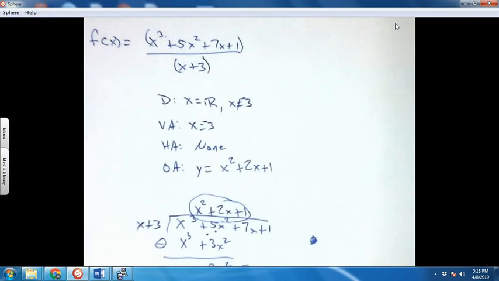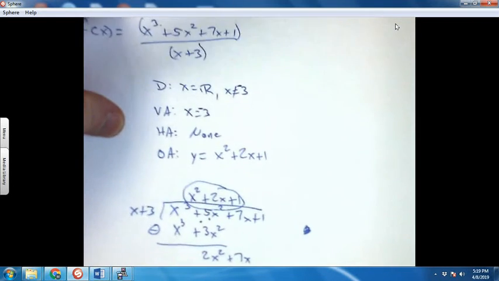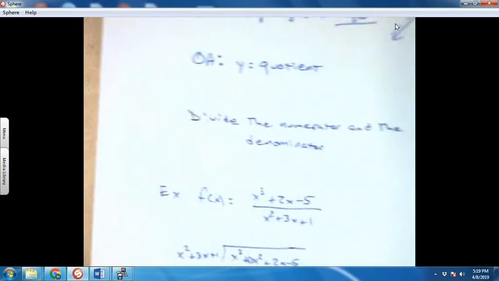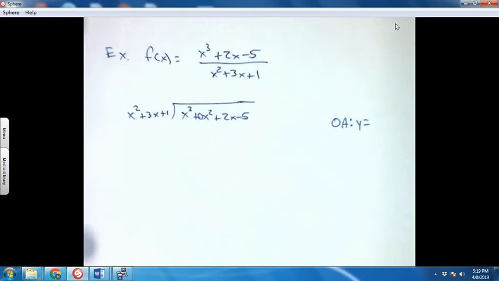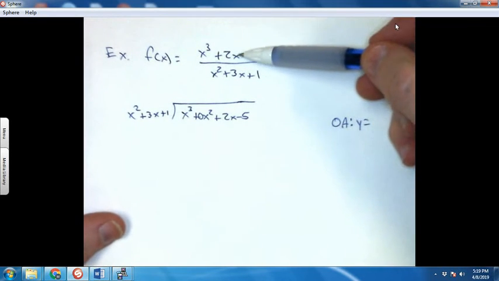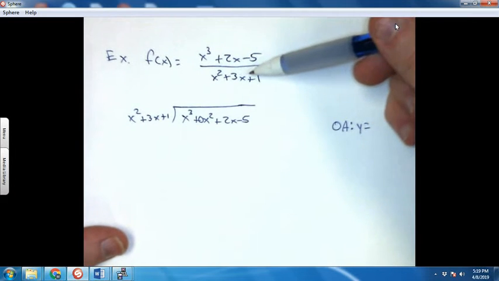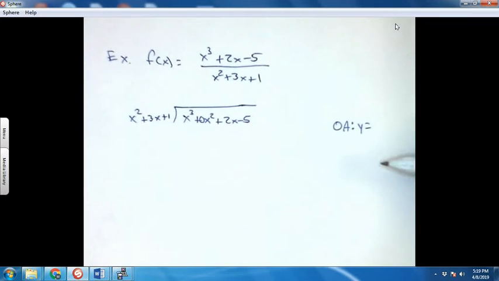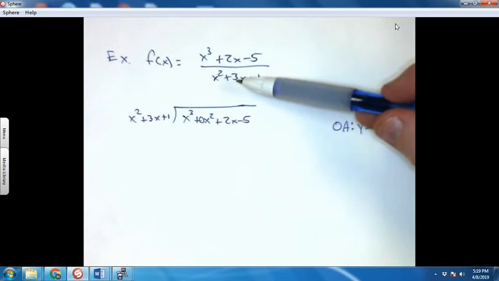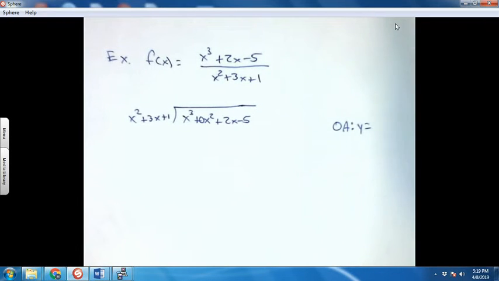Okay, and I want to do one more of these with you because sometimes these try to pull some tricks on us. So I'm going to go back to my original sheet here. Okay, so I have x cubed plus 2x minus 5 over x squared plus 3x plus 1. Now this would probably be along the lines of one of the more difficult ones we would give you, only because it has x squared on the bottom. But it's still not very difficult. Actually, it's going to take fewer steps than the last problem.